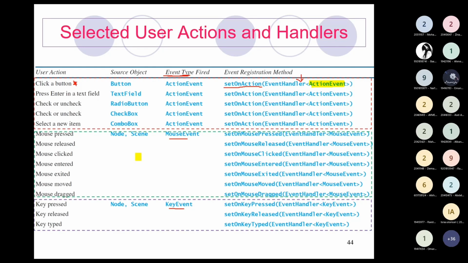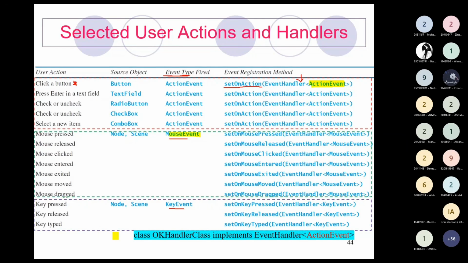The other part is taking care of the mouse event. So if you press the mouse, release, click, enter, exit, move the mouse, or drag the mouse, all of those have their own event registration. You see here, setOnAction is similar for most of the action events. But for a mouse, each user action is associated with a different event registration method, similar with the key. We'll see the example in detail soon.